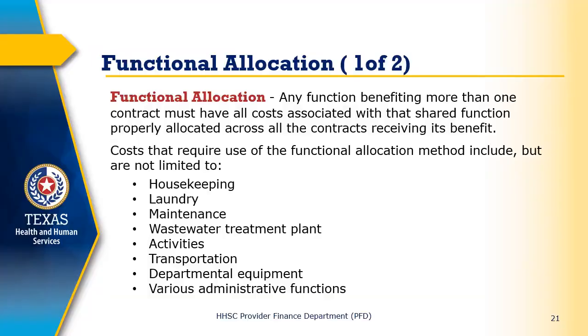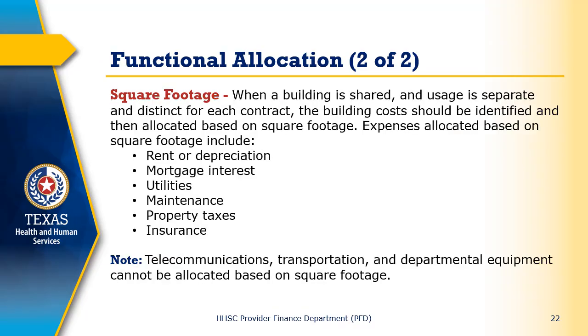We will now discuss the functional allocation method. With this method, any function benefiting more than one contract must have all costs associated with that shared function properly allocated across all the contracts receiving this benefit. Costs to be allocated using functional allocation method include, but are not limited to, housekeeping, laundry, maintenance, wastewater treatment, plant activities, transportation, departmental equipment, various administrative functions. For a full list of cost types, please refer to the cost report instructions.